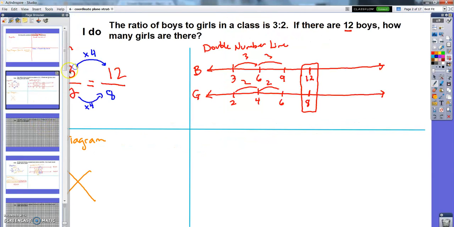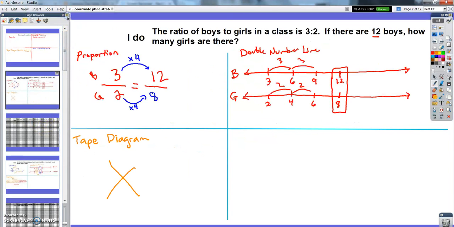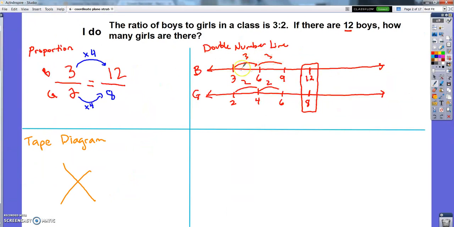All right, so here's our first problem we've been working on. The ratio of boys to girls in a class is 3 to 2. If there are 12 boys, how many girls are there? This strategy takes up a lot of space, so I'm not going to try to squeeze it in here. Table plus coordinate plane. I'm going to go to another page, but I just wanted you to take a quick second to look at these other strategies so you remember how this worked.